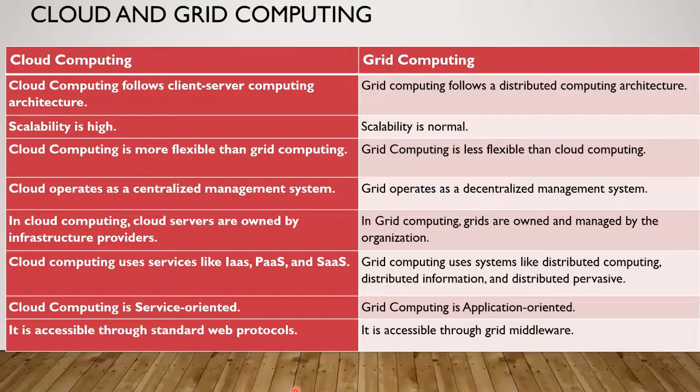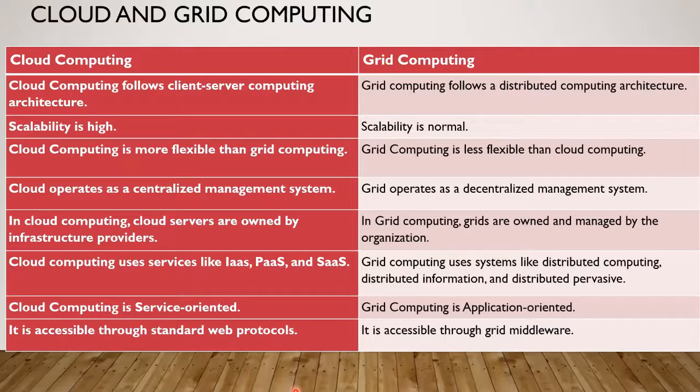so you also see that cloud operates a centralized management system. If you are using cloud and you are subscribed to software as a service, whether it is Amazon or Rackspace, either of them has a centralized management system for consumers to be able to use. Grid doesn't do centralized; most of the time grid operates a decentralized management system because they are computer systems that are just put together on a grid. Cloud servers are owned by infrastructure providers. In grid computing, grids are owned and managed by organizations.